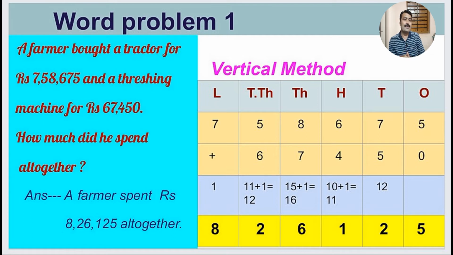In the next addition, 5 plus 6 we get 11, and to that 11 we add 1, we get 12. For that 12 we write 2 and 1 is taken as carry into the next addition. Now this is our last addition, 7 plus 1, that we get 8. So after this addition we complete the addition process. The final number that we get for this addition is 8,26,125. That means we calculated the total amount spent by that farmer for these 2 articles.